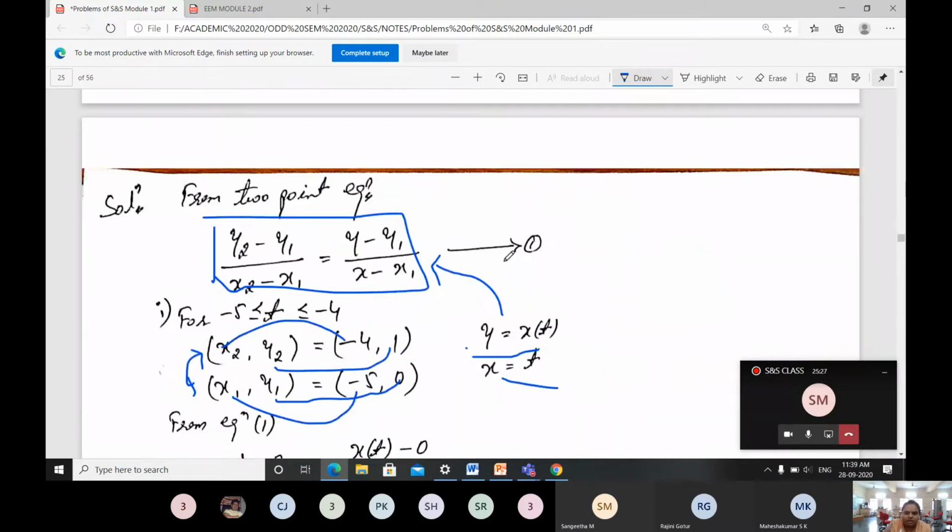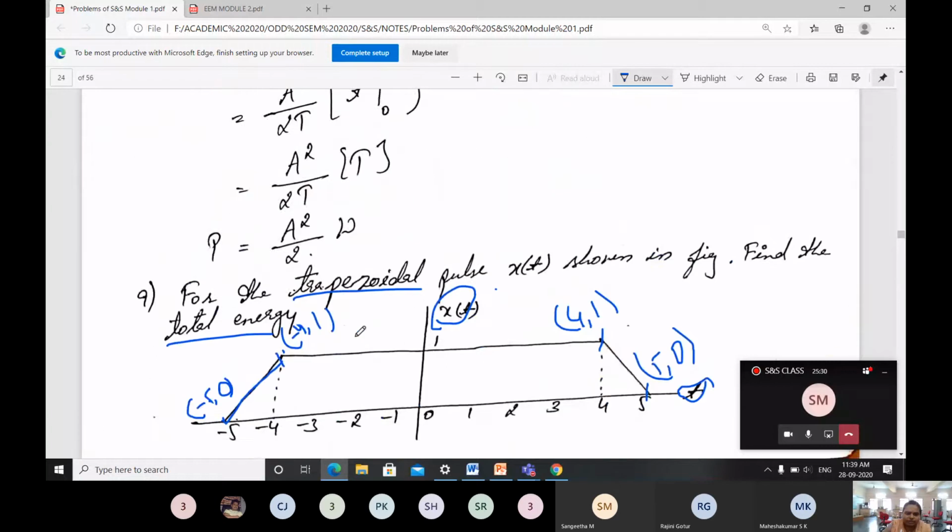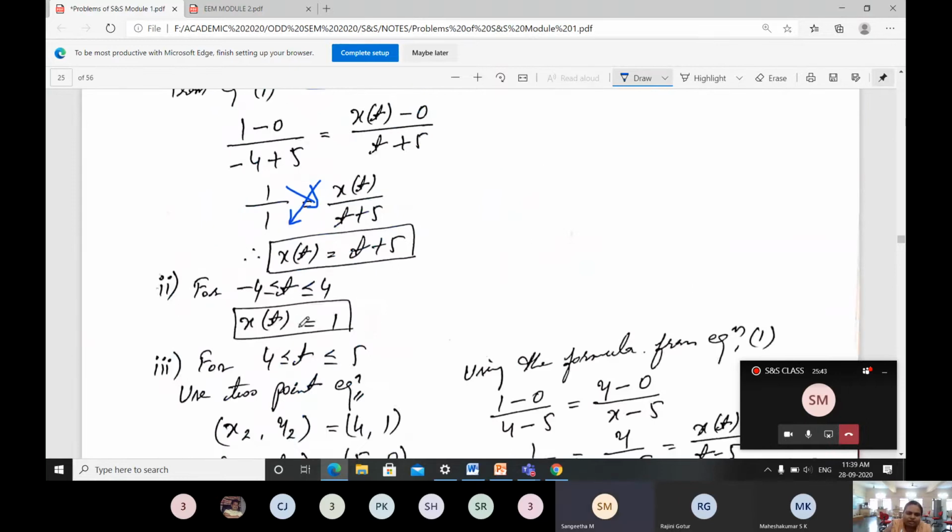What is the x of t value here? By using the line equation also you can go for it, or else directly here it is given, that the whole amplitude is only 1. For that reason directly you can write here x of t is going to be 1 only.